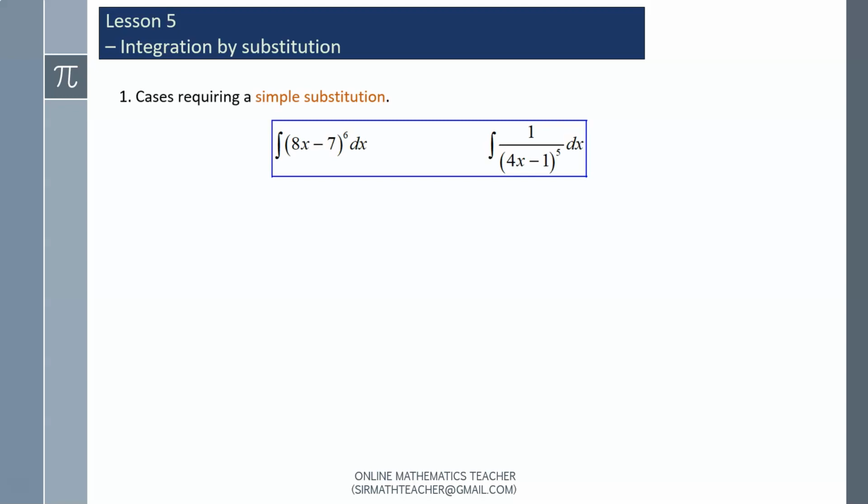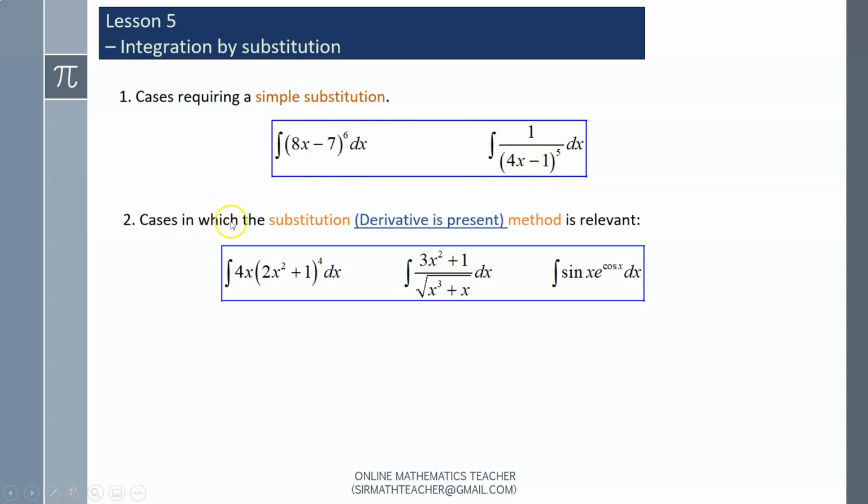Case 1, requiring a simple substitution, such as the integral of (8x - 7) to the power of 6. We could let 8x - 7 equal u. In this case, 1 over (4x - 1) to the 5, we can let 4x - 1 equal u.